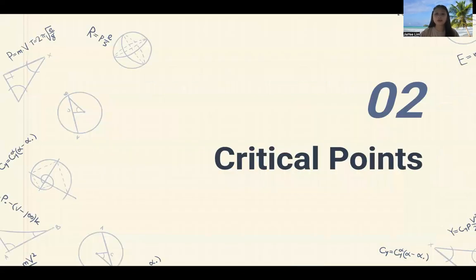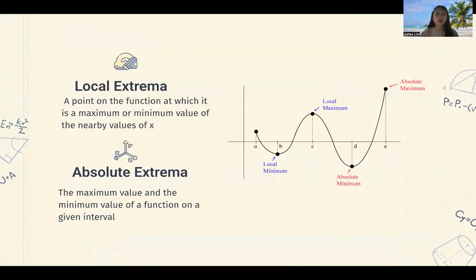Now I'll be talking about critical points. What's the difference between local extrema and absolute extrema? So basically, local extrema is a point where the function is the maximum or the minimum value of the neighboring x values. And absolute extrema is basically the largest value or the smallest value of the function in the entire interval.